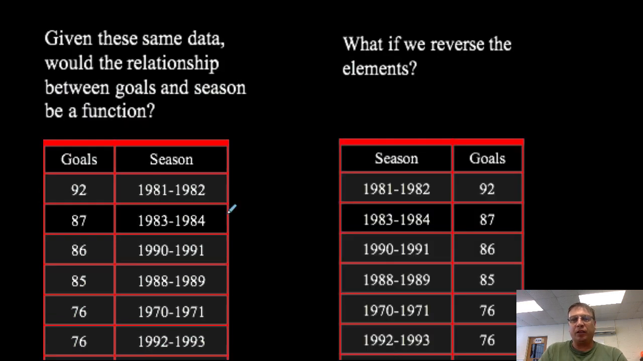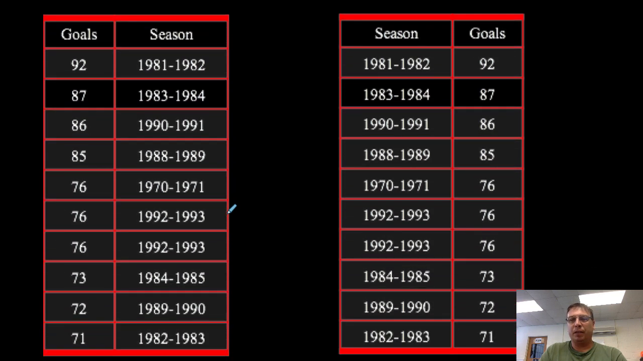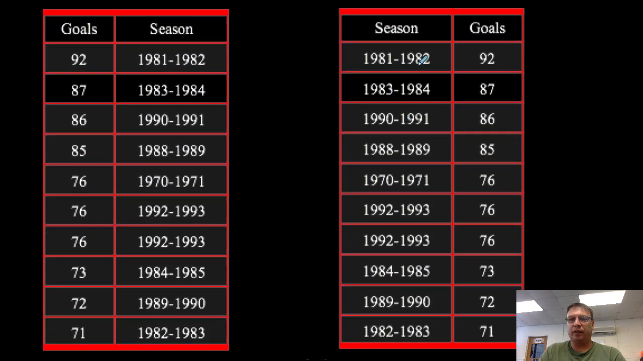What if we reverse these elements? So I'll come back up here now. We take a look. All right, so 81, 82. Do I have anywhere else where I see 81, 82? I do not. I have 82, 83, but that's a different season. 83, 84, 90, 91, 88, 89, 70, 71, 92, 93. Oop, I got 92, 93 happening here twice. But since 92, 93 has the exact same value, that's okay.